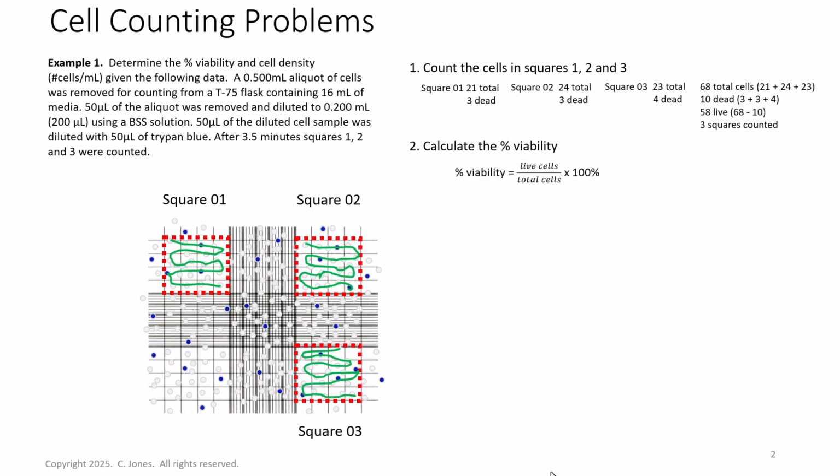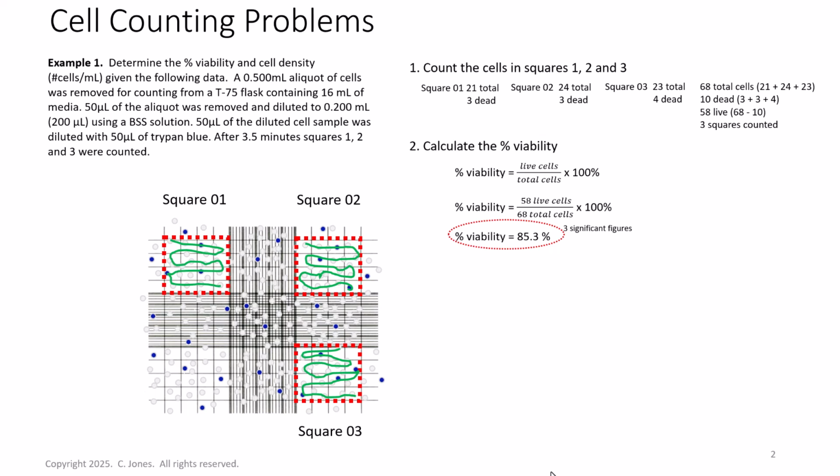Okay, so percent viability is equal to the number of live cells divided by the total number of cells times 100%. So we just have to plug the numbers in, right? Don't need to worry about dilutions or anything else. It's just 58 live cells divided by 68 total cells times 100%. And the percent viability then is 85.3%. Again, we use 3 significant figures in our cell counting calculations just by convention, and that's our answer.